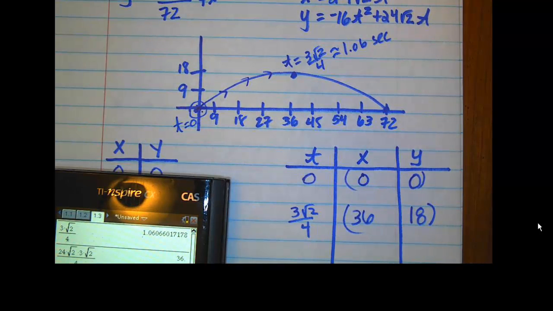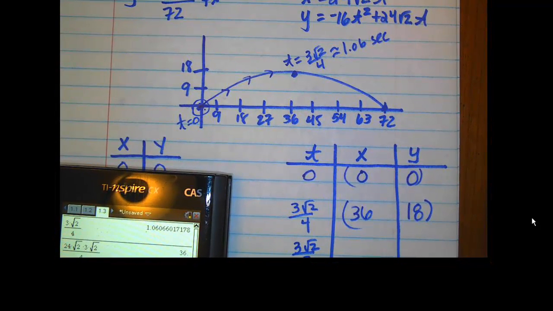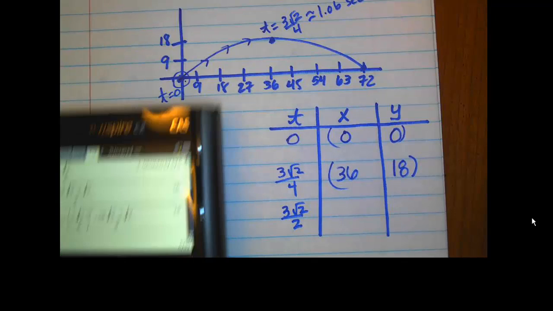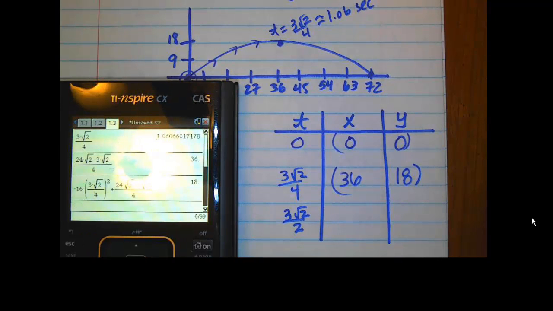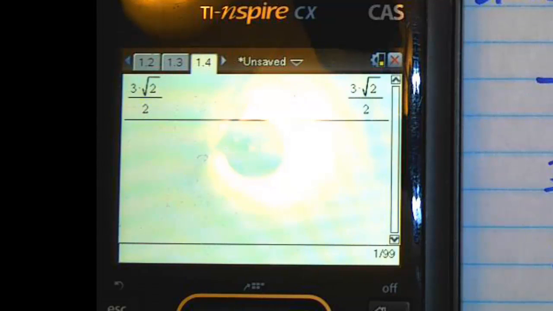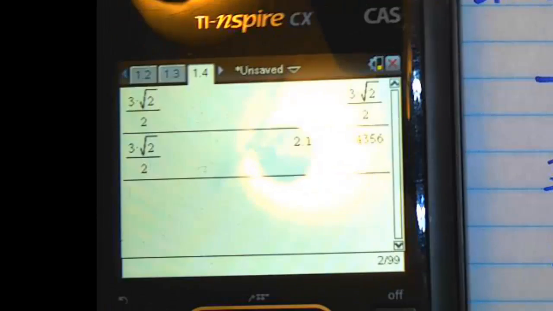Okay, last but not least, I'm going to let time equal 3 root 2 over 2. Again, I recognize that's not intuitive. Please just take my word on this first example to understand the relationships. For those of you that need to see exactly what 3 root 2 over 2 is, let's open up a new calculator page so it's clean. I have 3 root 2 divided by 2, so that is approximately right around 2.12 seconds.